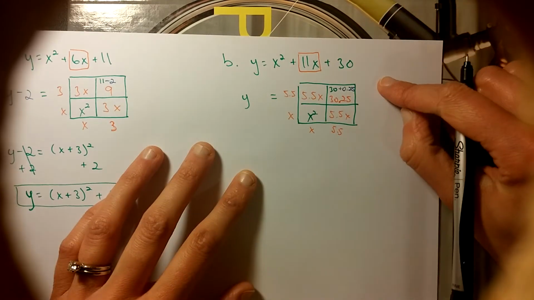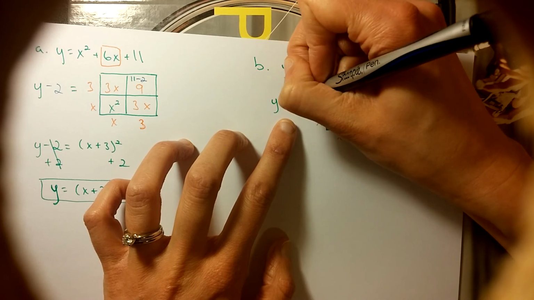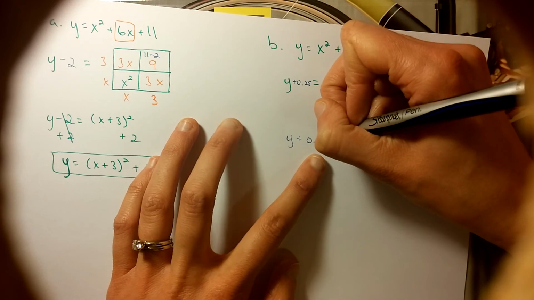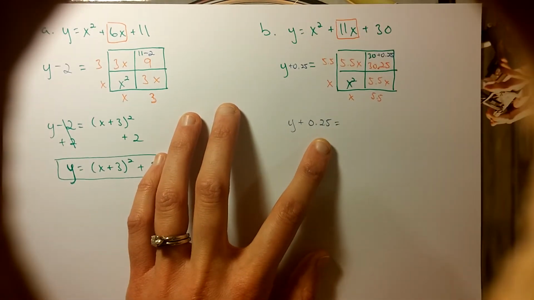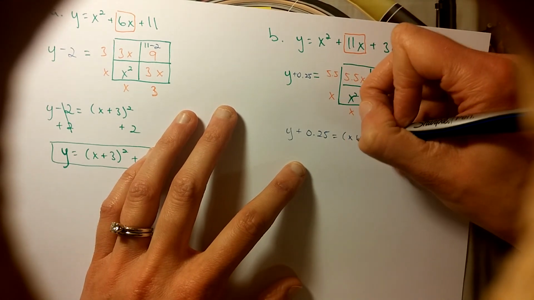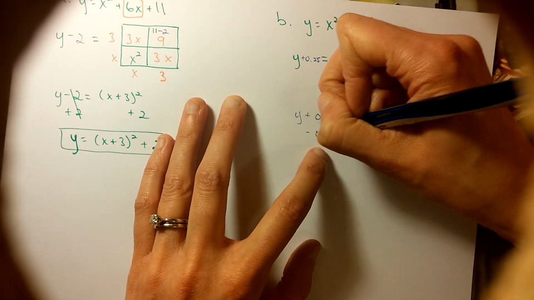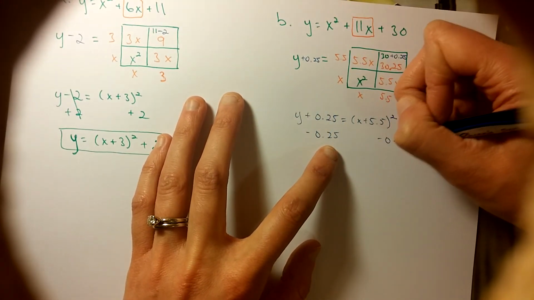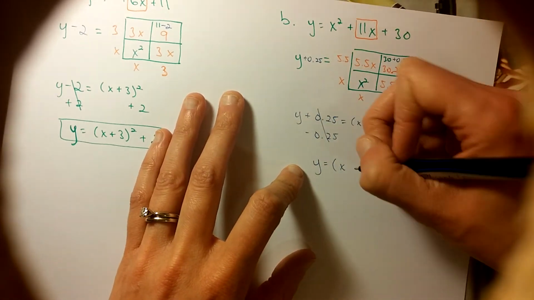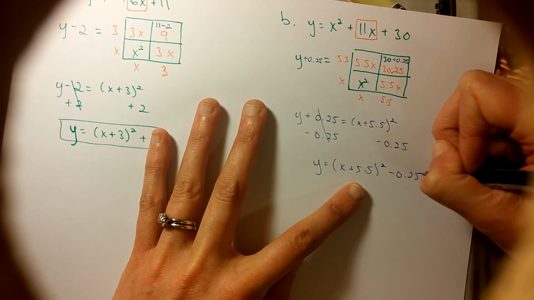And so since I'm adding 0.25 here, I just have to also add 0.25 over on the left side. And then I'm going to rewrite. So y plus 0.25. This I'm going to write as a product, as its factors. So I got x plus 5.5 squared. And then I just want to get y by itself. So I'm going to subtract that 0.25 from each side. And that gives me my equation in graphing form.